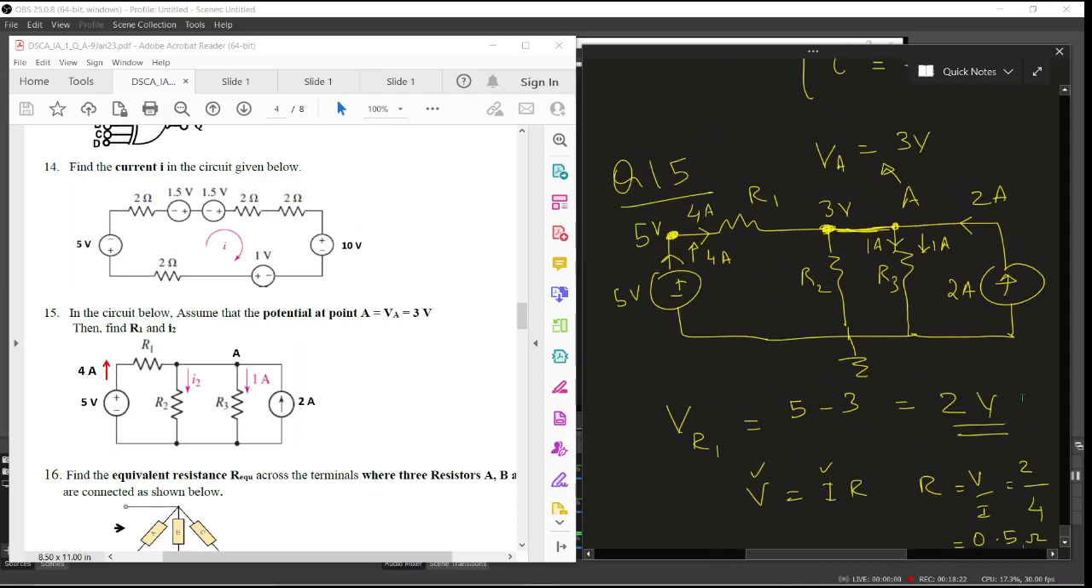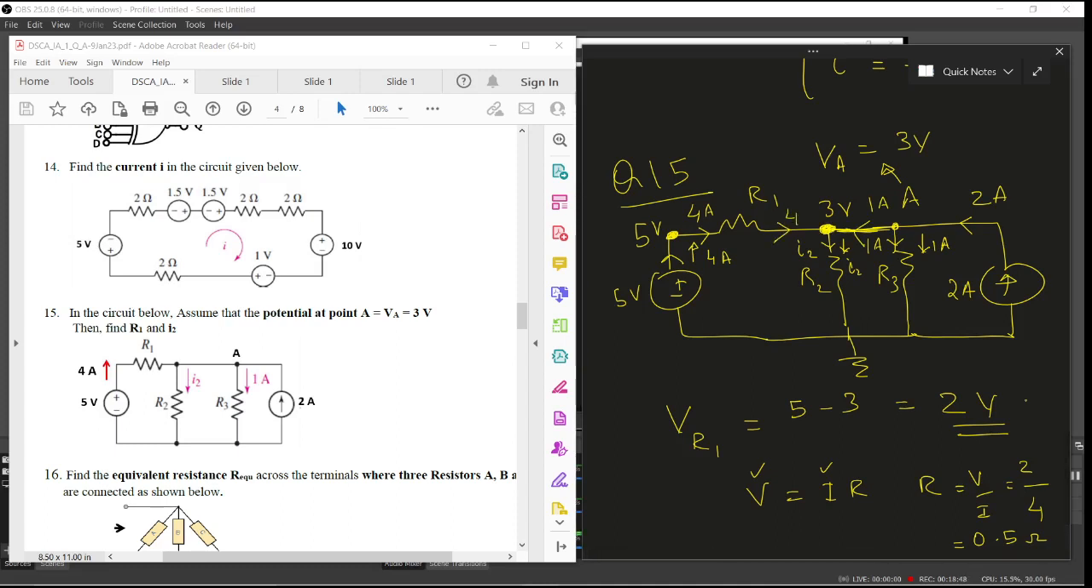That you need to use KCL. Now, what is I2? I2 is the current flowing through this resistor, which is nothing but the current here. Now, since 2 ampere is coming into A and 1 ampere is going into R3, the rest of the current will be flowing here, which is nothing but 1 ampere. Now, this 4 ampere coming in will also be here, so which is 4.